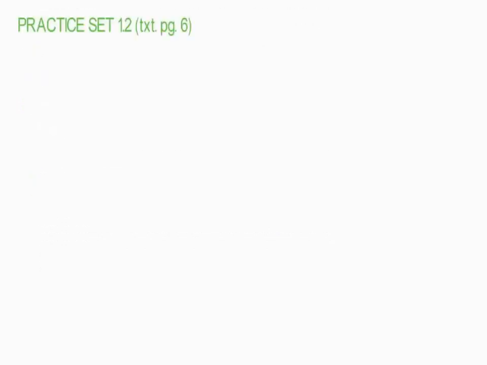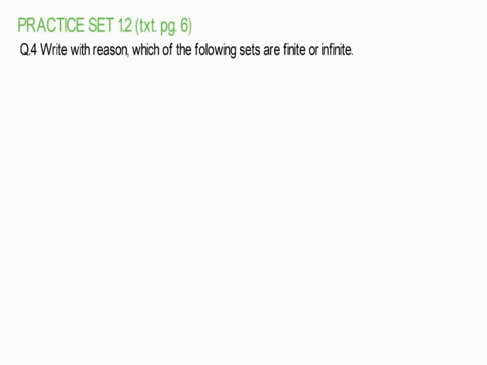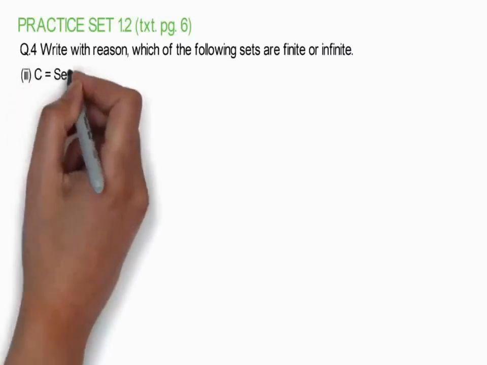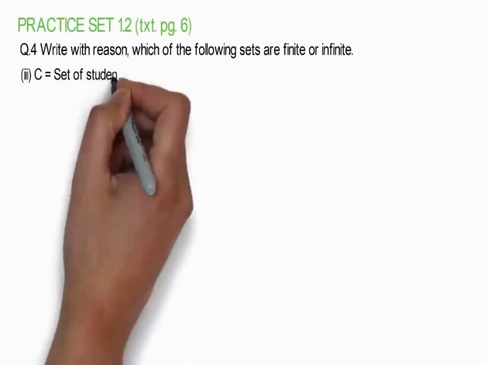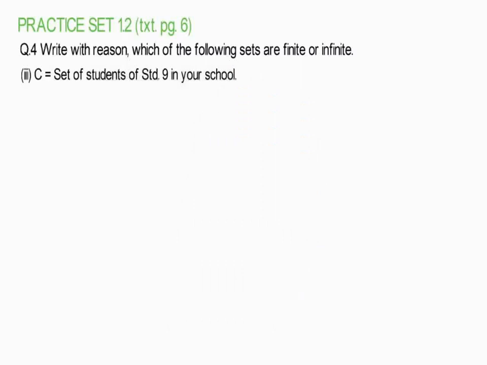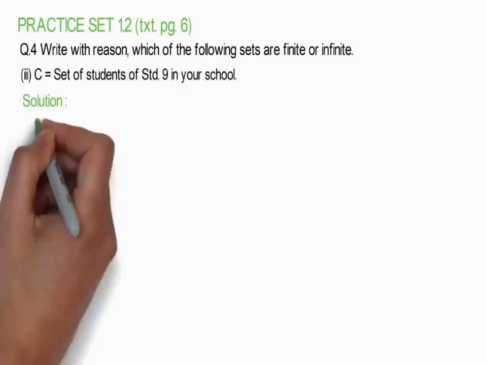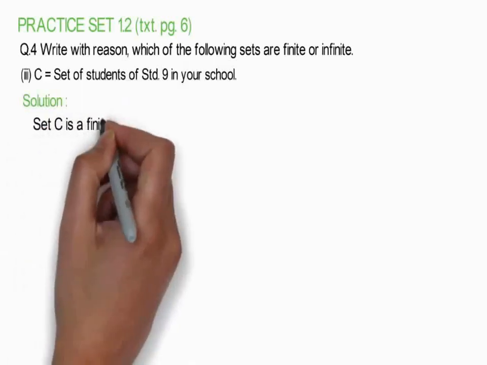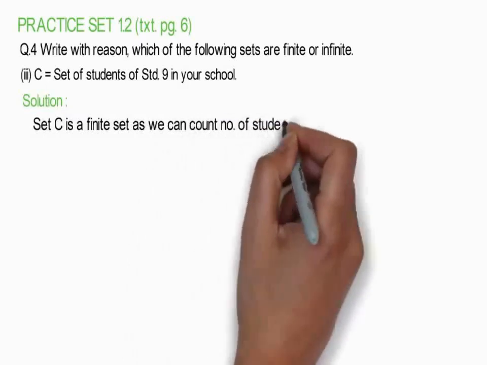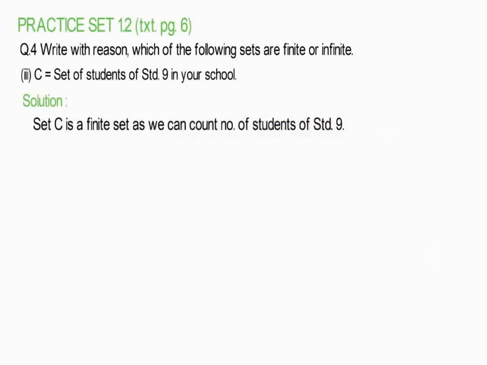Question number 3. C, which is the set of students of class 9 from your school. So you can count the students in your class. So can we say that this set is a finite set? It may be 50 students or 60 students. So set C is a finite set.